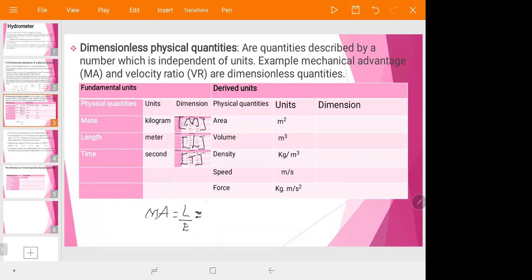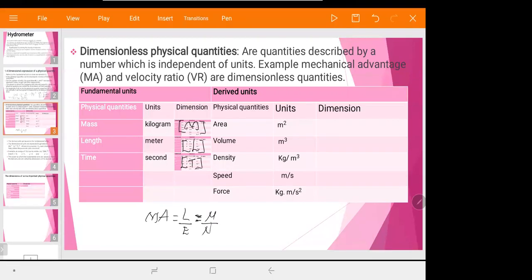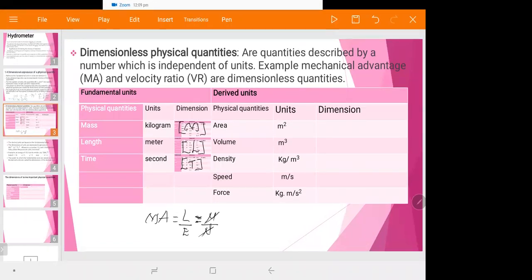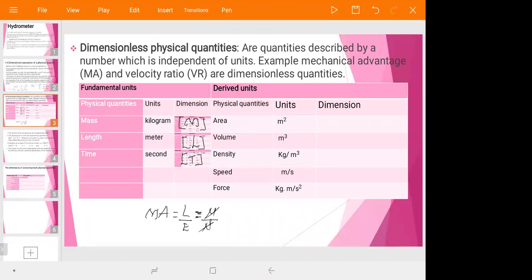What's the unit of load? It is Newton. Again, what's the unit of effort? Again, it is Newton. Newton cancelled by Newton. So some physical quantities like mechanical advantage and velocity ratio are dimensionless. That means they are expressed without units, only by numbers. So they are dimensionless physical quantities. For example, velocity ratio is equal to distance of effort over distance of load.